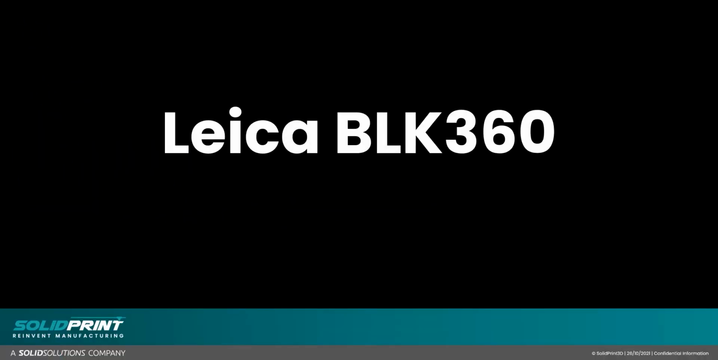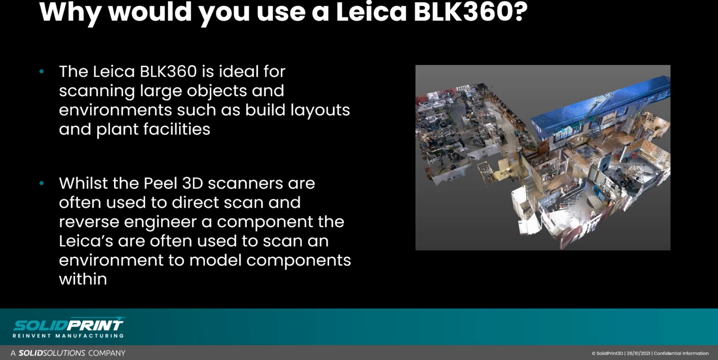So the next brand of scanner we're going to focus on is the Leica BLK360 scanner. So why would you use a Leica as opposed to the Peel 3D scanners? Leica is designed to scan much larger objects, such as room layouts, plant facilities, or entire buildings. As you can imagine, scanning an entire building with a handheld scanner would not be practical and would be extremely time consuming.